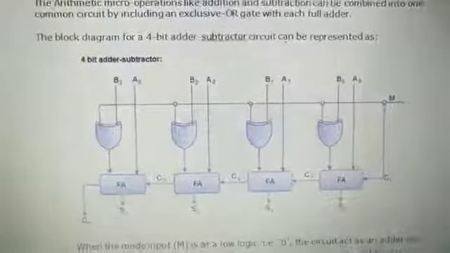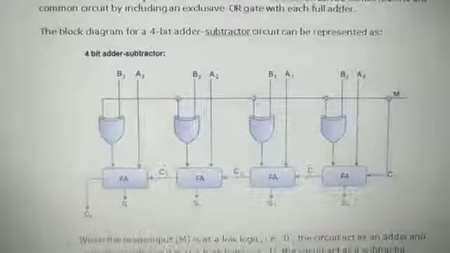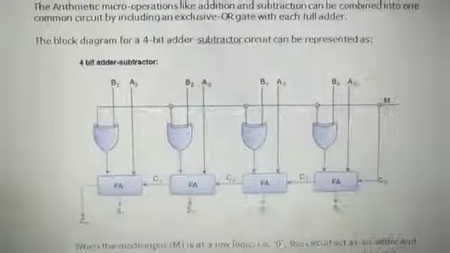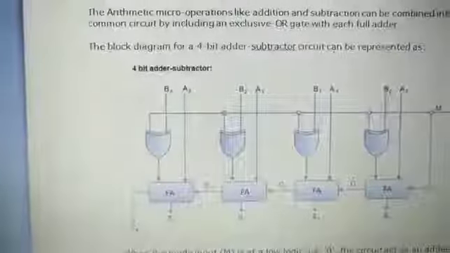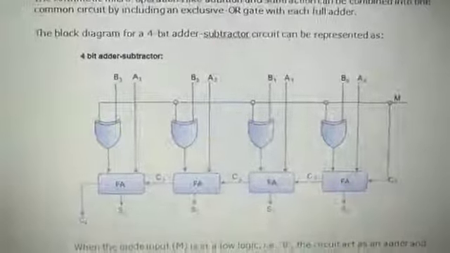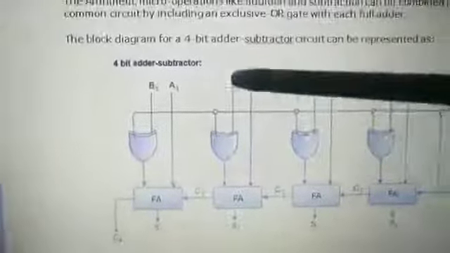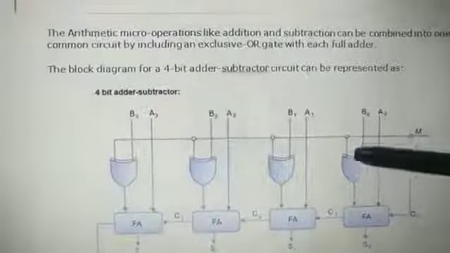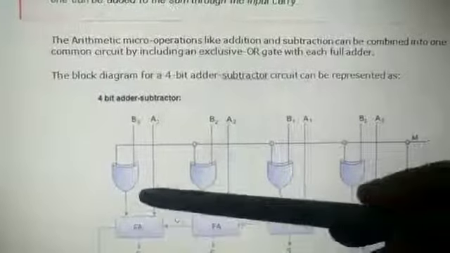So in the second complement method, what we will do is find out the complement of the second information. We will find out the second complement of B0, B1, B2 and B3. That is why you are able to see B0, B1, B2 and B3 passing through the XOR gate. Why is it passing? To find out B0 complement, B1 complement, B2 complement and B3 complement.